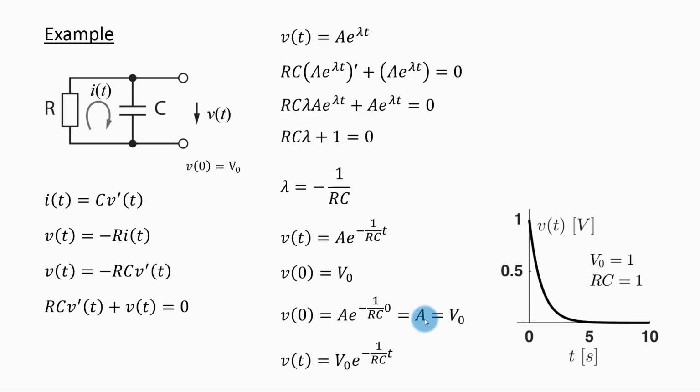I can substitute this into my general solution, and I arrive at this particular solution that gives me the time course of the voltage on my capacitor. Now, to check the solution, I can set some specific values. For example, let's say that the initial voltage of the capacitor is 1 volt and the product of the resistance and capacitance is 1. In this case, I will get this voltage on my capacitor. You can see that the capacitor starts at 1 volt and then discharges exponentially to 0. This capacitor is discharging through this resistor and this voltage is dropping exponentially to 0.